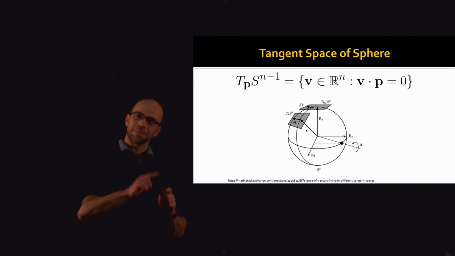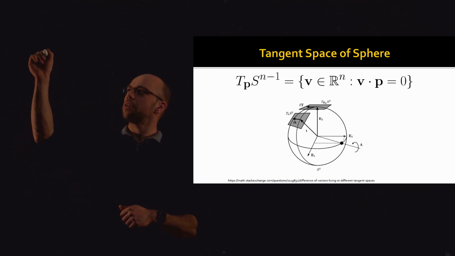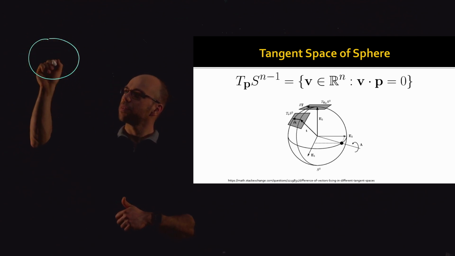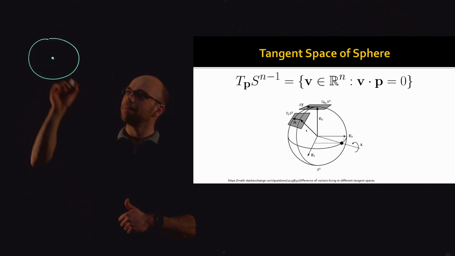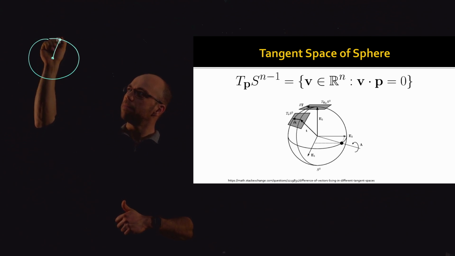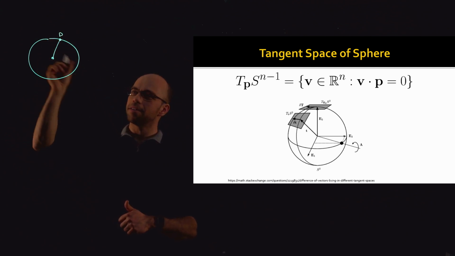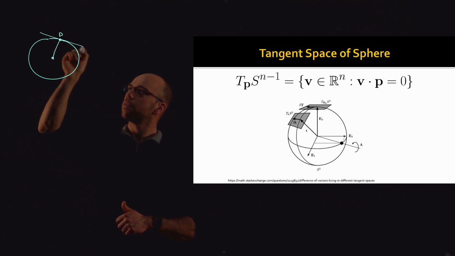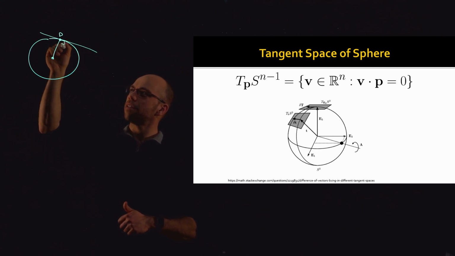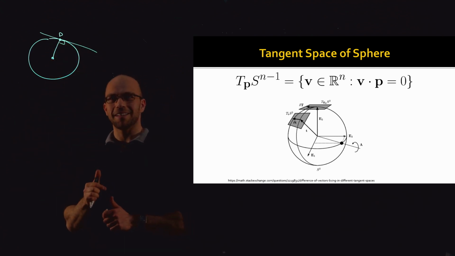So if I have, maybe I'll draw a quick picture here. If this is my sphere, here's my center point, and here's a point p. Okay, well, what is the tangent plane? It's all vectors that are orthogonal to the surface, and in this case, they're also orthogonal to p, right? That's essentially what that's saying.